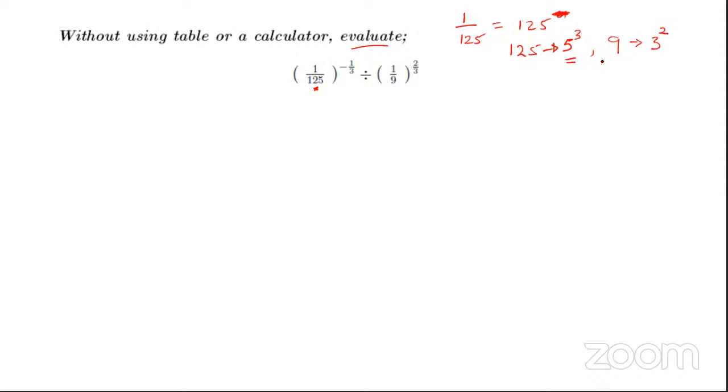Then you do the substitution. Okay. So when we carry on the substitution here, we shall have 1 out of 5 to the power of 3 into brackets negative 1 out of 3, divide by 1 out of 3 to the power of 2, into the power of 2 out of 3. This is the very first thing that you need to do.